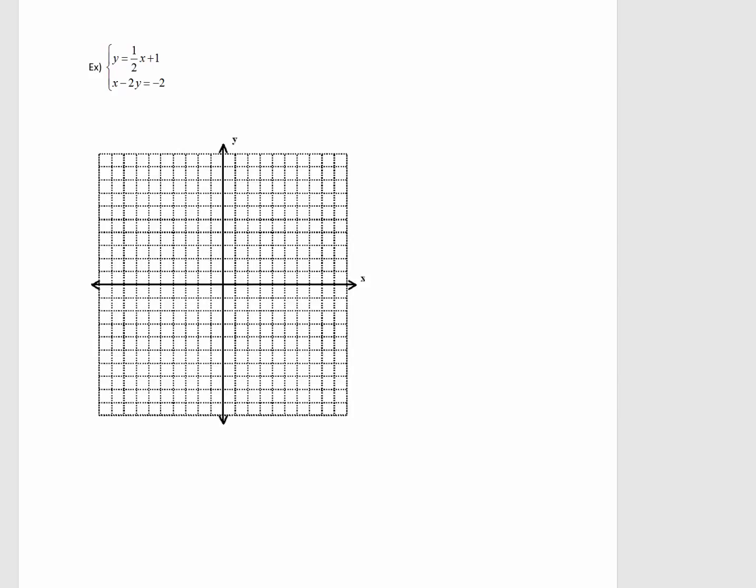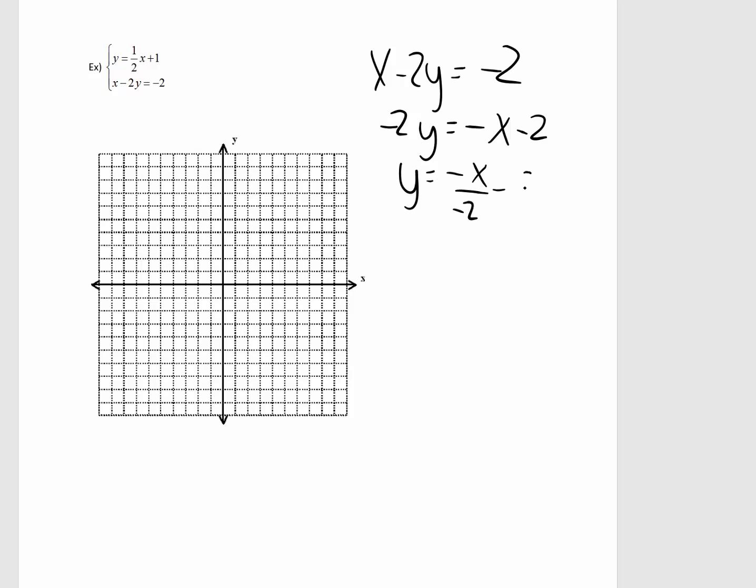All right, one other example I want to take a look at. Now, before I even graph the top equation, I want to solve the bottom equation for y, or to get into slope-intercept form. So I'm going to subtract the x and divide by -2. Now, notice they are the exact same equation.